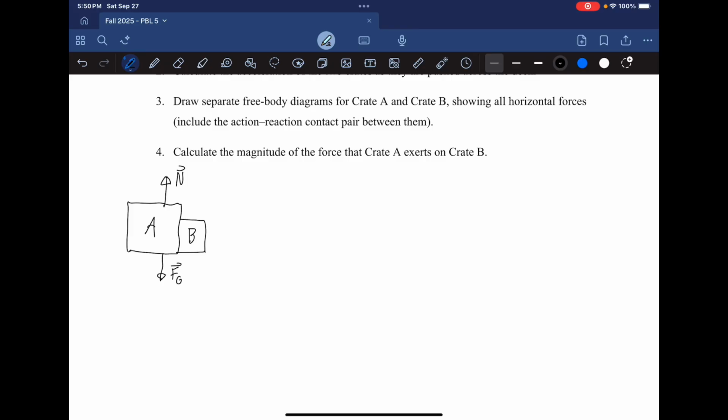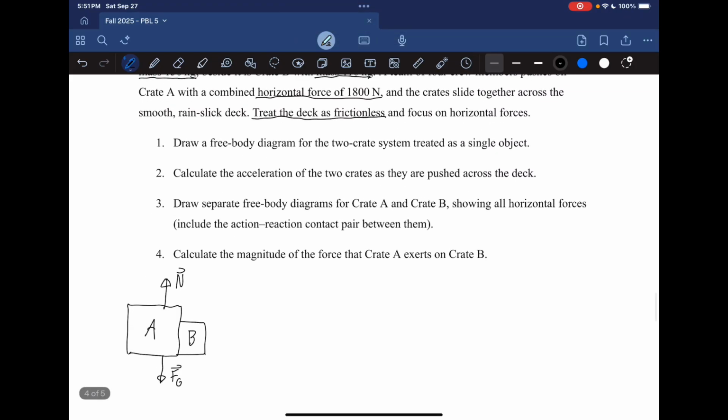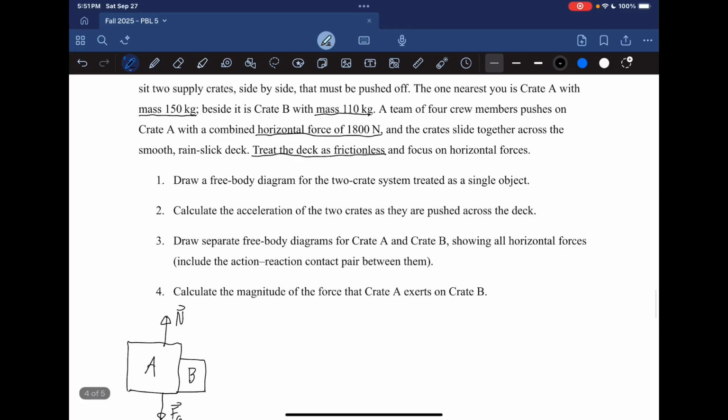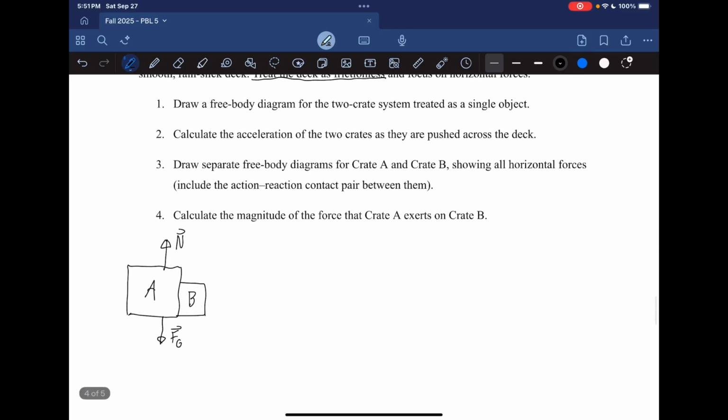And then the normal force and the force of gravity would be calculated by the mass of the total system. So instead of just A or just B, this would be 150 plus 110 kilograms. And then there is an 1,800 Newton force. Actually, I think it makes a bit more sense in this case to put the arrow over here, being applied to the crates.